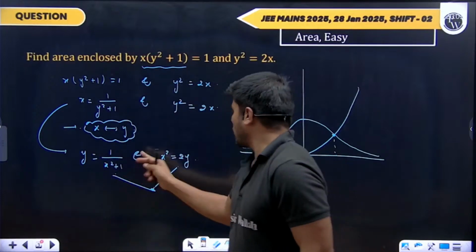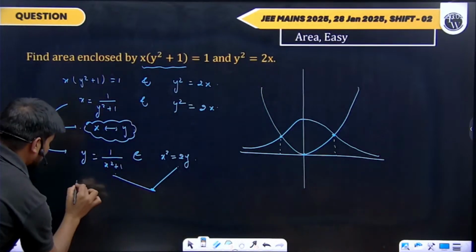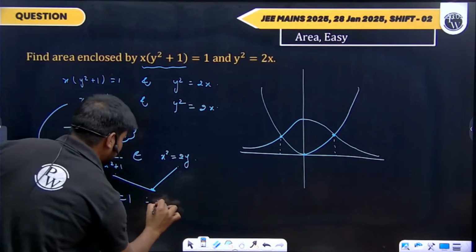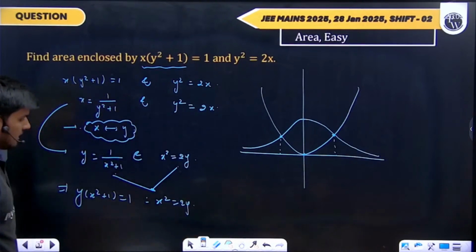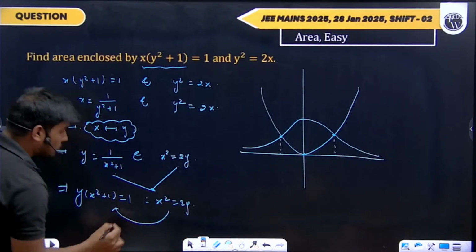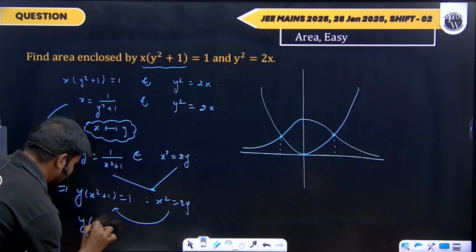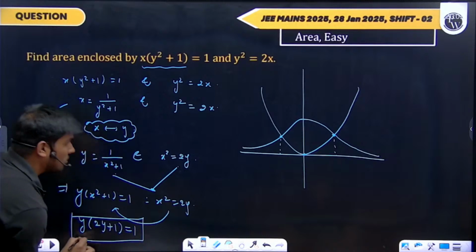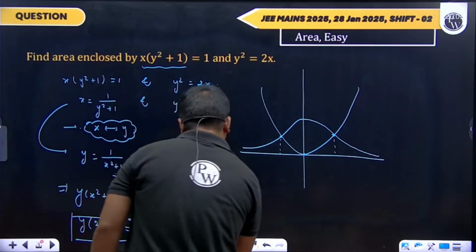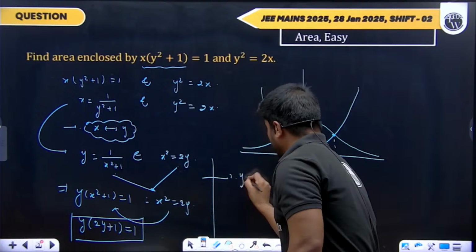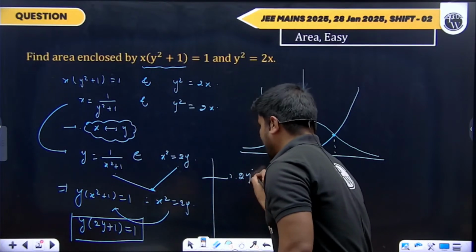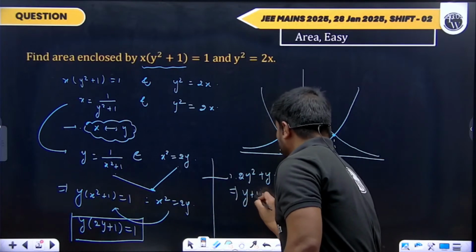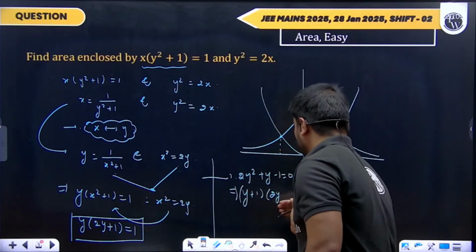How can we do that? Here we can write y into x square plus 1 equals to 1, and x square equals to 2y. Now we can put x square as 2y here, and we can write it like y into 2y plus 1 equals to 1. Now this is a quadratic equation in y, that is 2y square plus y minus 1 equals to 0, and we will get two factors, y plus 1 and 2y minus 1.